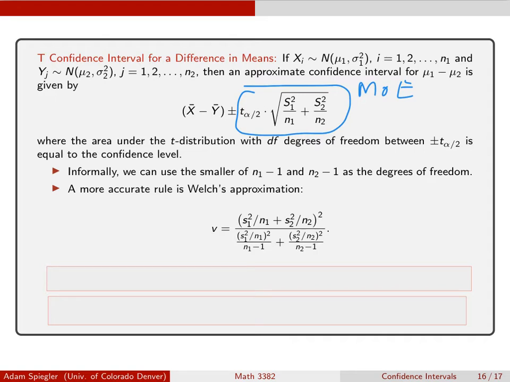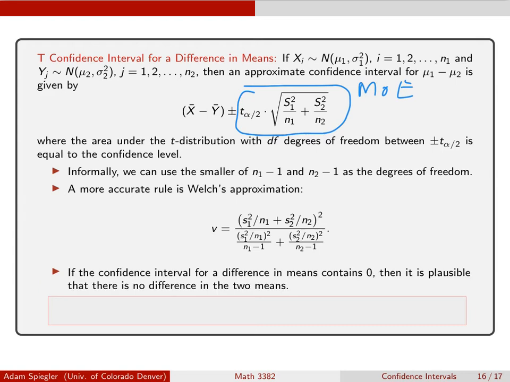We can get a slightly better estimate for how many degrees of freedom using what's called Welch's approximation. This is not something I would ever ask you to calculate by hand. There's a nice formula for it, and R has built-in capability to do this when you run a t-test in R. But in case you're curious about where the degrees of freedom come from in R's calculation, it comes from using what's called Welch's approximation.